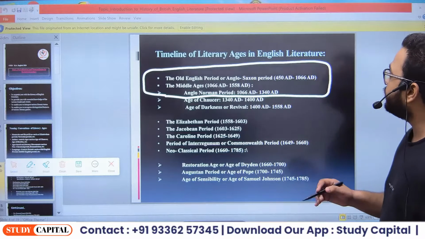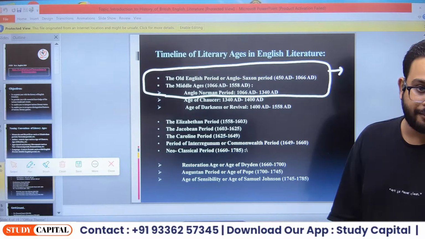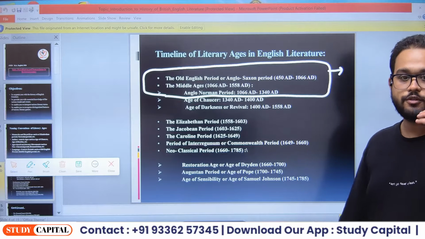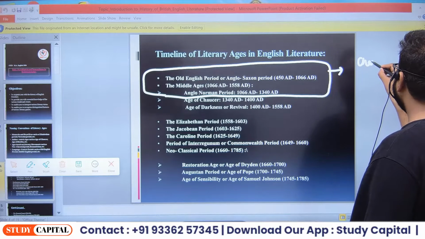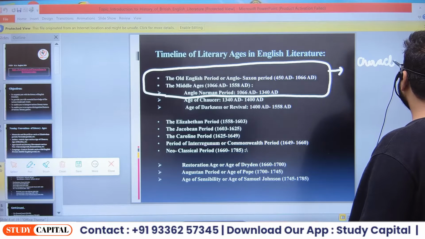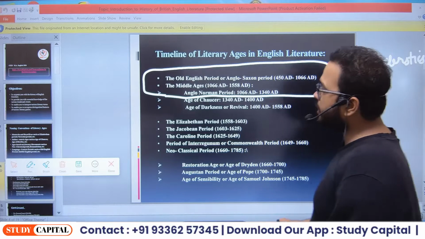What is the change? You see, we don't know the writers' names, but we do know the names of certain texts available. So the characteristics of those texts are very, very important, right? Because they'll ask you questions related to the characteristics of those texts. Very, very important in that context.